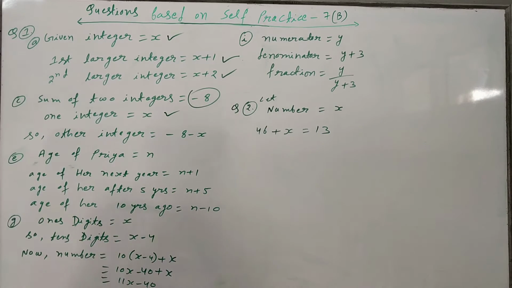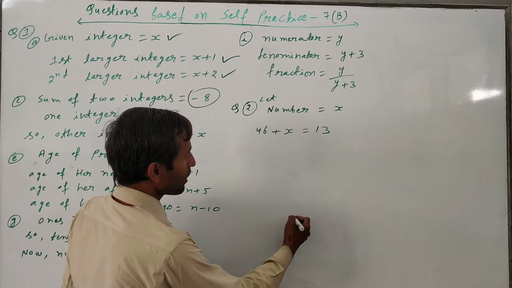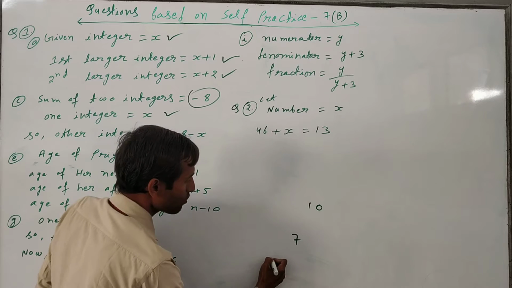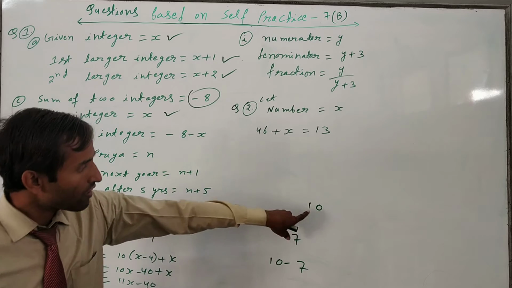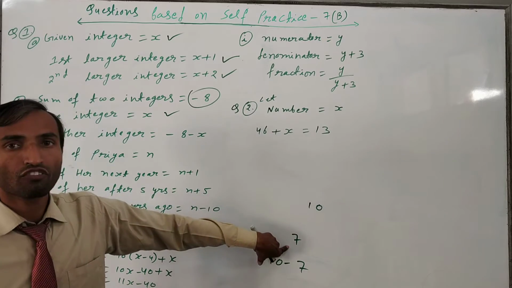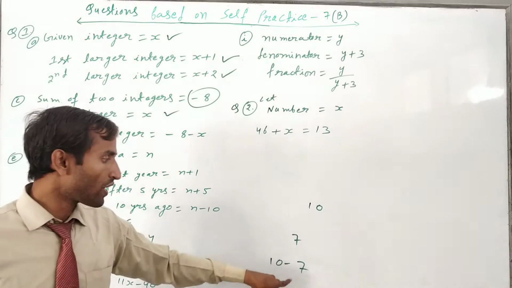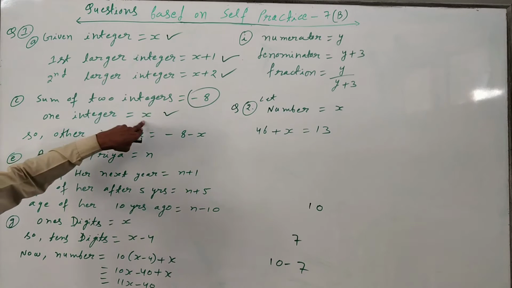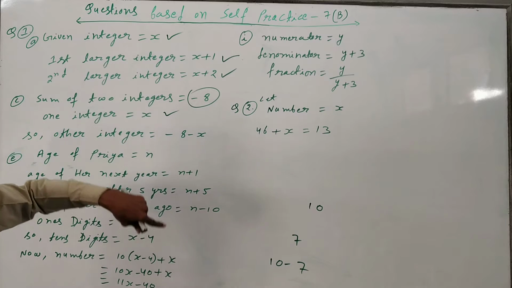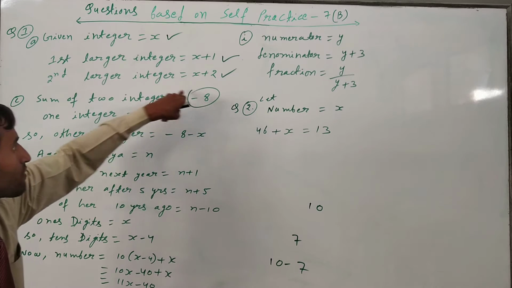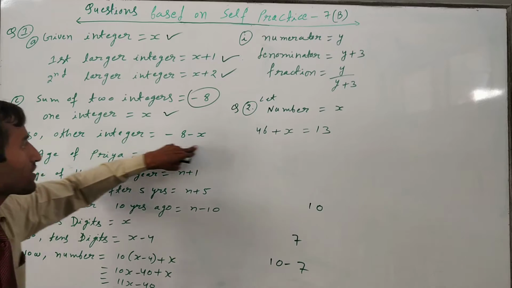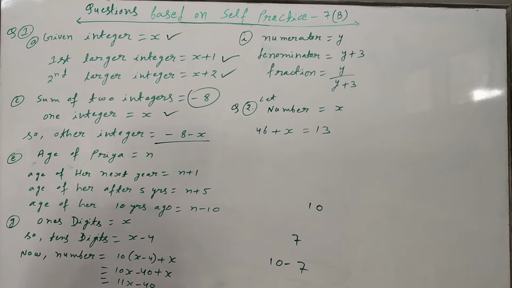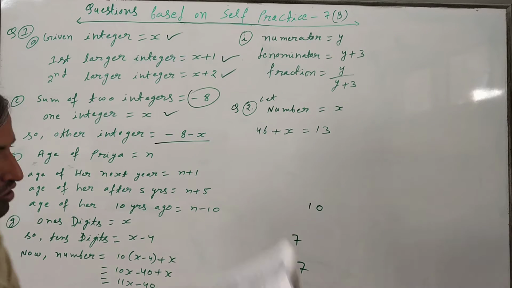So what will we do? If a question is given like this: the sum of two numbers is 10, and if one number is 7, then what is the second number? We do 10 minus 7. Whatever the sum is, from that sum we subtract the first integer given, and then we find the second integer. Here the sum is minus 8 and one integer is x, so we find the second integer in terms of x only. We subtract: minus 8 minus x. So the second integer will be minus 8 minus x. This is the answer.